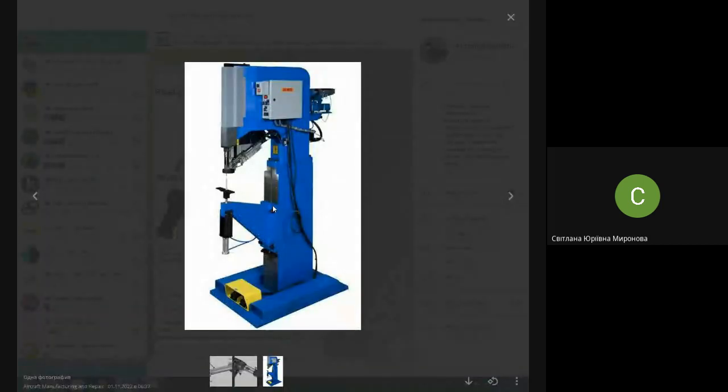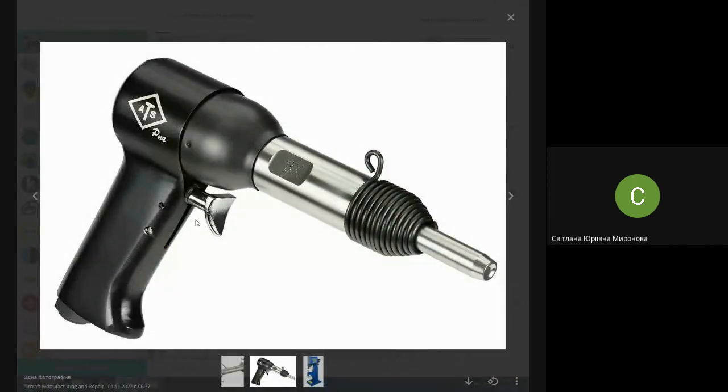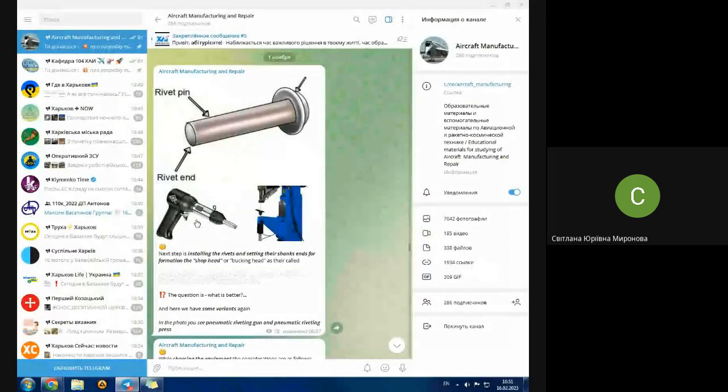One is using stationary equipment, a press. Another one, using a manual riveting gun. What is the difference? Finally, the difference in quality, by the way.